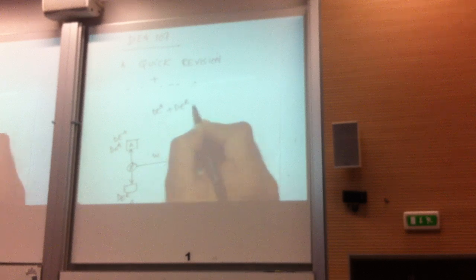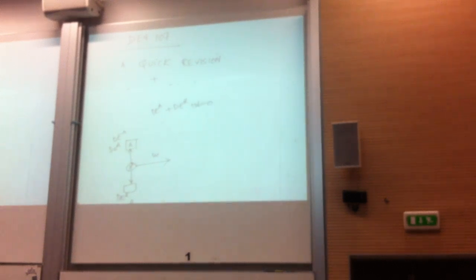The first step is to draw a block diagram with all arrows out. I've done that. Then dE of A, dS of A, dE of R, dS of R. Okay? Then write down the energy balance. I've written dE of A plus dE of R plus W is equal to 0. Then write down the entropy balance.